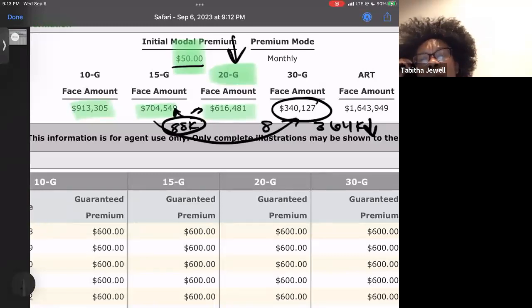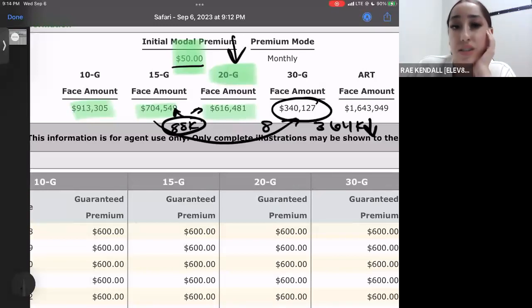Question. Yes. Why would we sell terms if they're losing face amount? Like, why do you call it more bang for your buck? More bang for your buck because you have 5 additional years with a minimal loss of coverage.